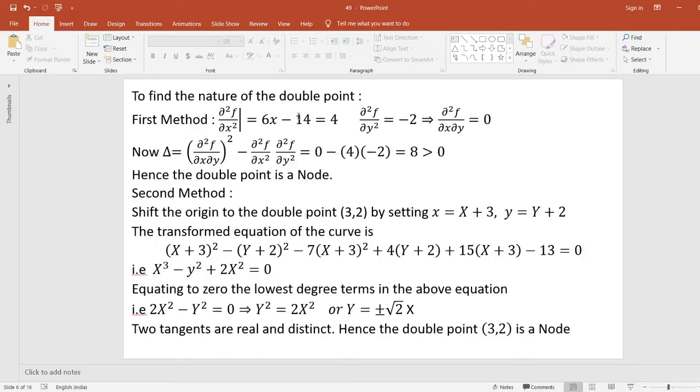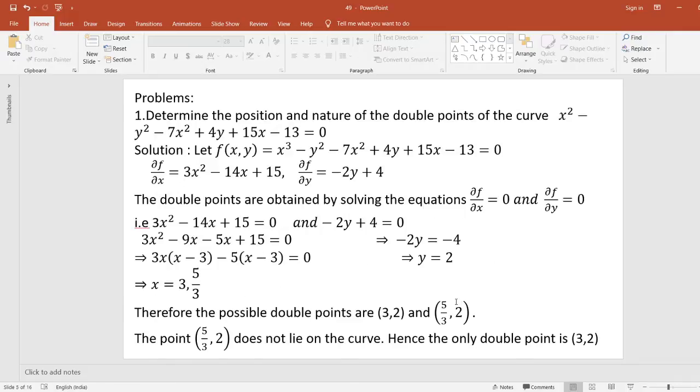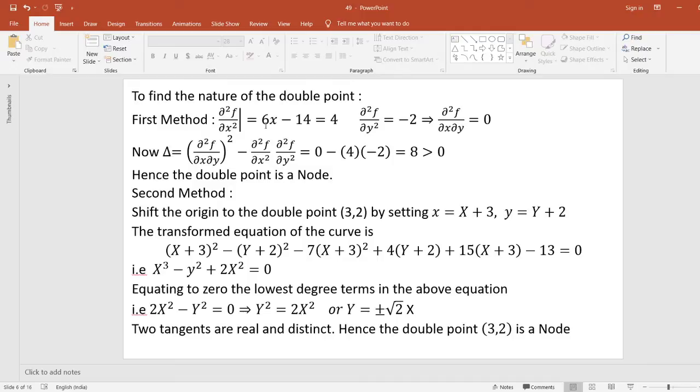6x minus 14. And what is the double point? We have got 3 comma 2. At this point, we have to substitute the value of x as 3 and y as 2 in these equations. What we have? x is equal to 3. 6 into 3 is equal to 18. 18 minus 14 is equal to 4. Right? This is del square f by del x square.